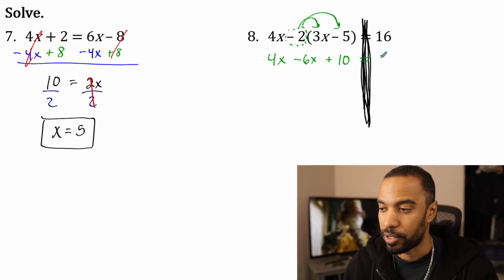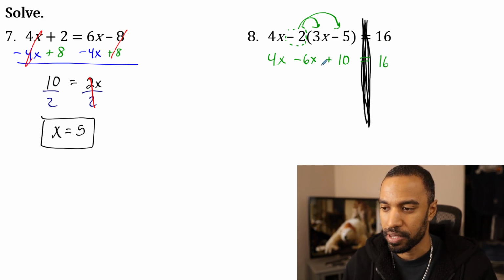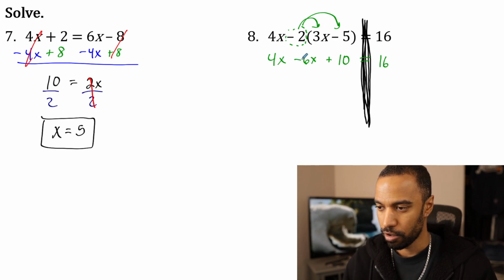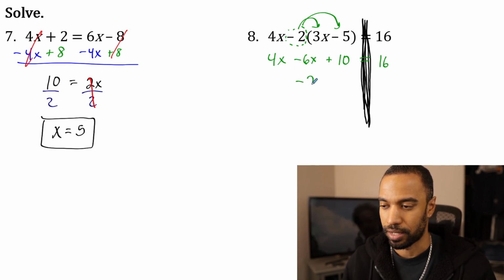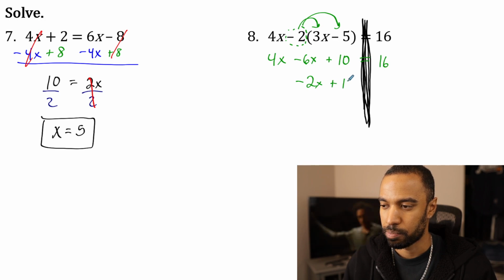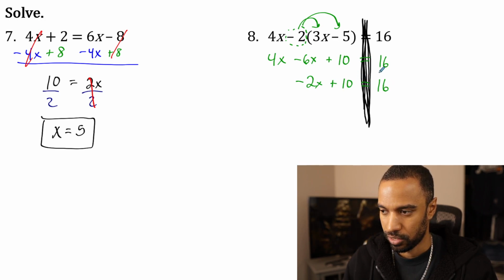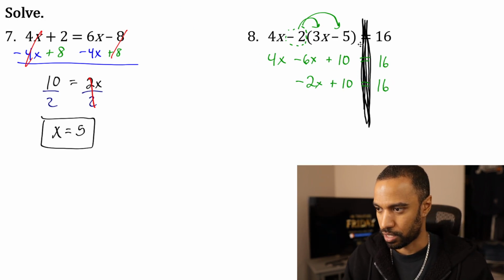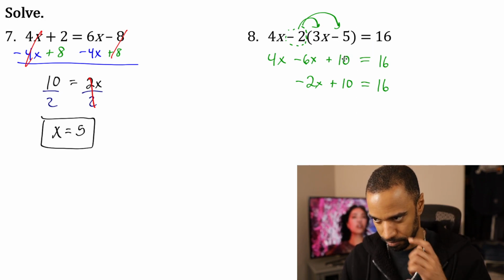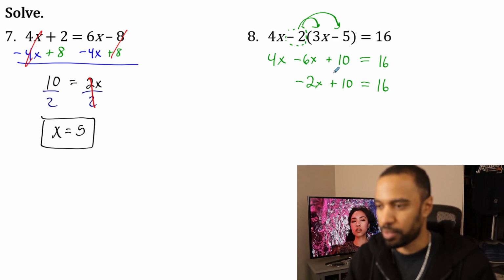All right, so I've distributed. I'm not done simplifying though, because I have like terms that can still combine. 4x minus 6x is negative 2x. So I have negative 2x plus 10 equals 16. Okay, I think I'm good with the gray barrier right here. I'm just going to get rid of that. Negative 2x plus 10 equals 16.